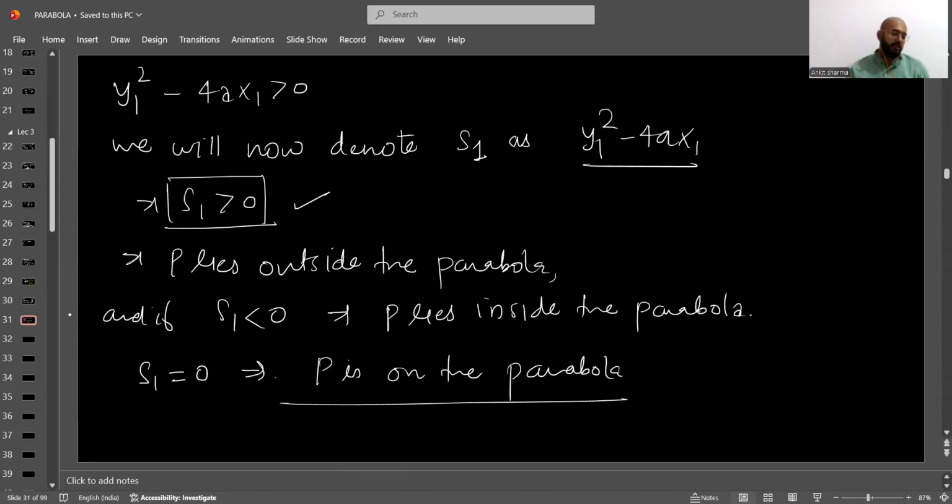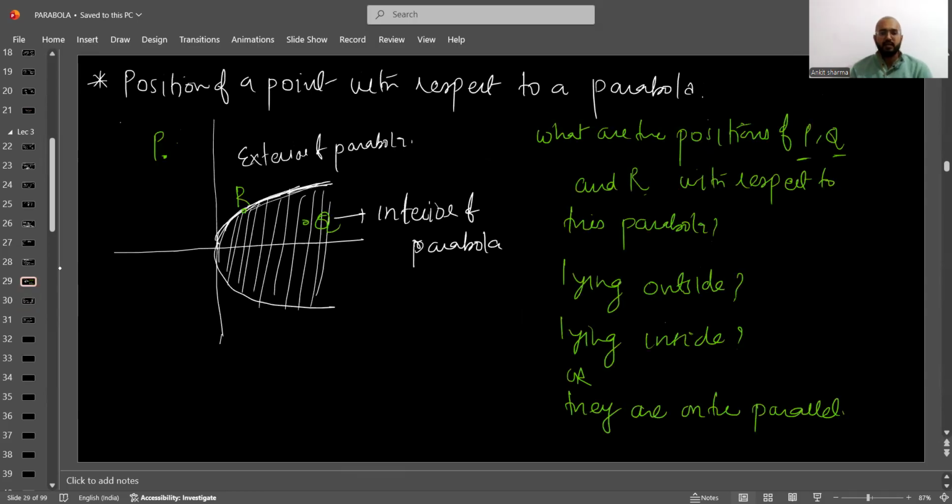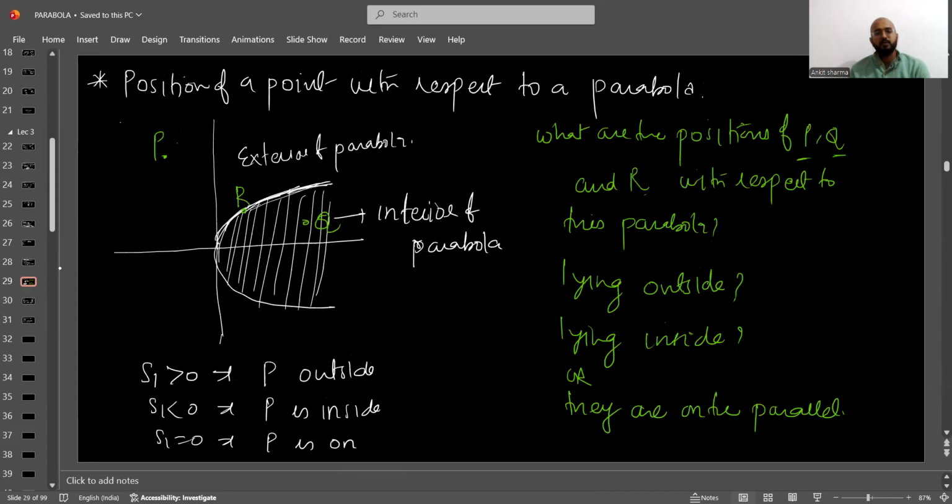You can do the same thing with the other parabola also, x square is equal to 4by. Both will give the same result. So the important point is what? That if S1 is positive, P is outside, and S1 negative means P is inside, and if S1 is equal to 0 means P is lying on the parabola. Is it okay? Now let's move ahead.